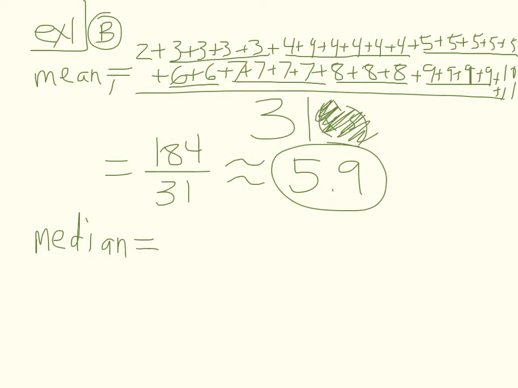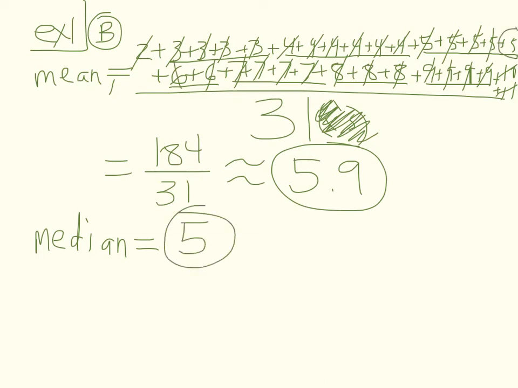We've also got the median to do. So since they're already in order up front, I'm just going to do that. 2 and 11, 3 and 10, 3 and 9, 3 and 9, 3 and 9, 4 and 9, 4 and 8, 4 and 8, 4 and 8, 4 and 7, 4 and 7, 5 and 7, 5 and 7, 5 and 6, 5 and 6, which means there's a 5 in the middle. So the median is 5.